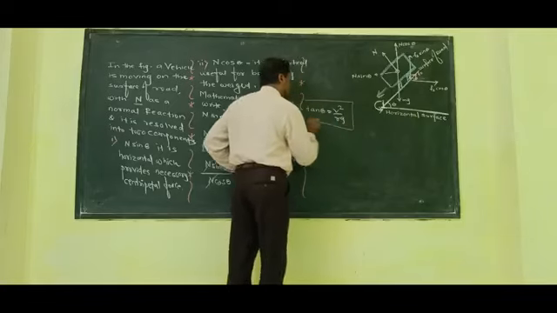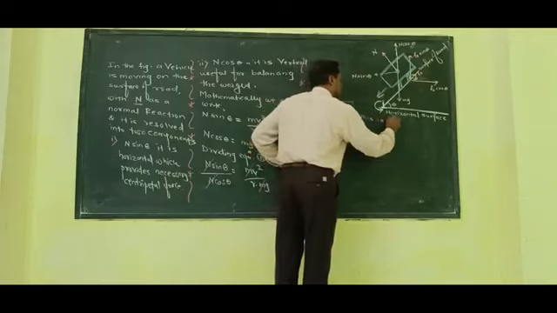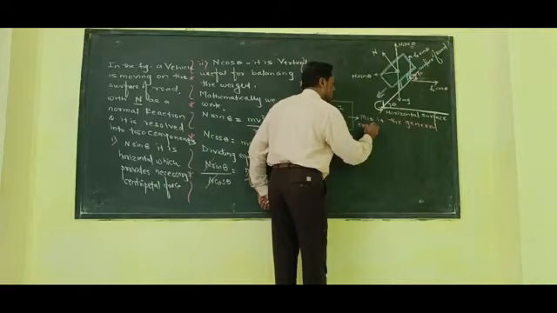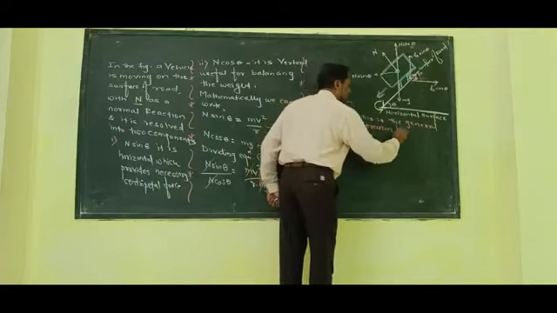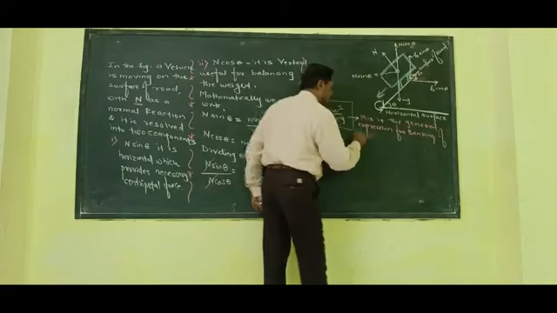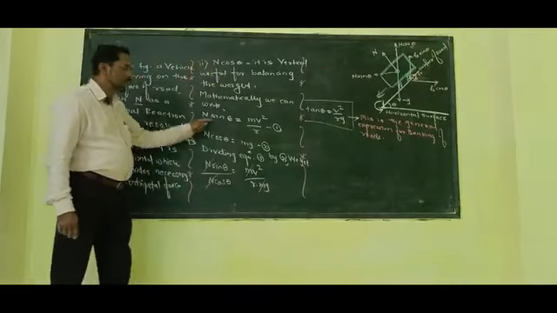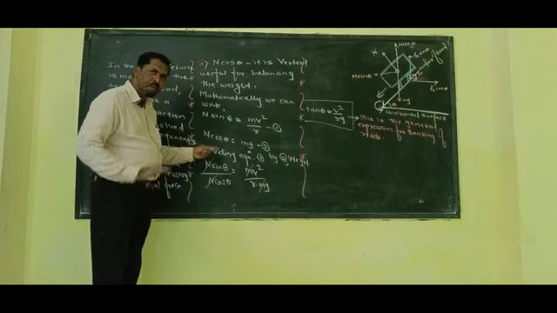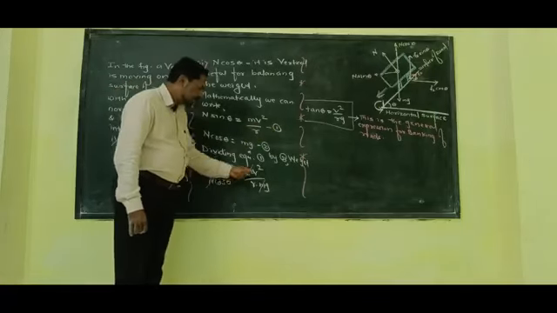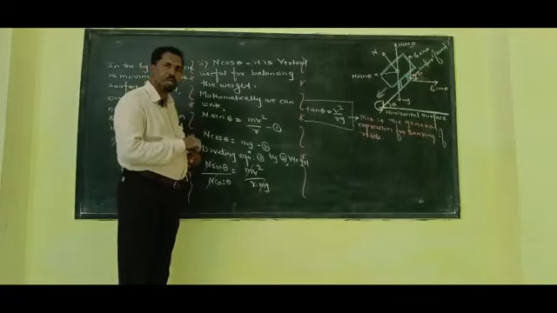This is the general expression for banking of roads. Watch it carefully. What we have seen: n sin theta equals mv square by r, n cos theta balances the weight mg, dividing 1 by 2, n cancels, sin theta by cos theta is tan theta, equal to v square by rg. This is the expression for banking of roads.